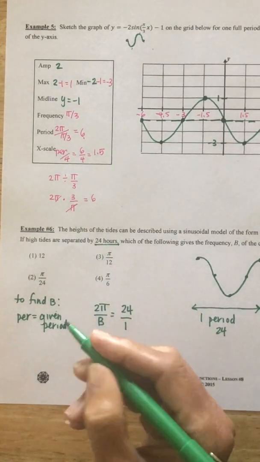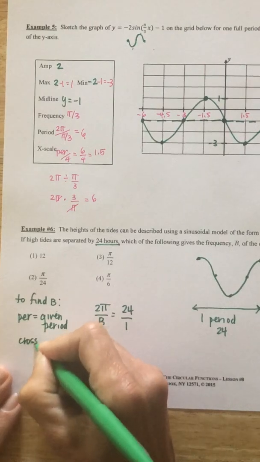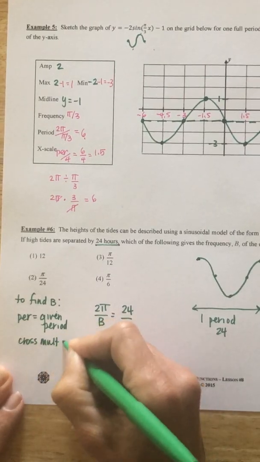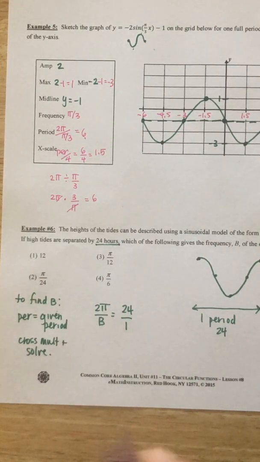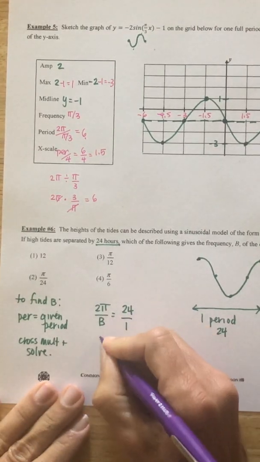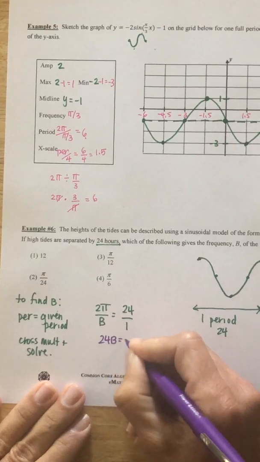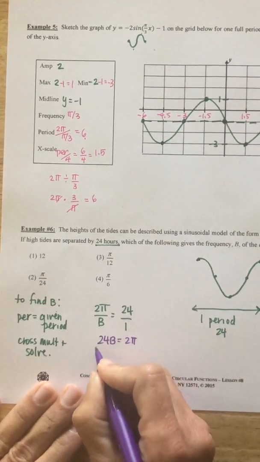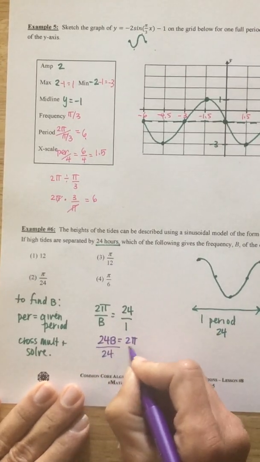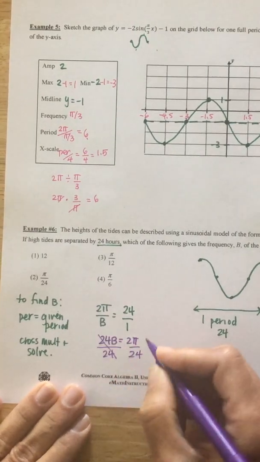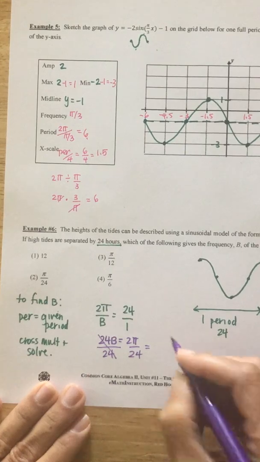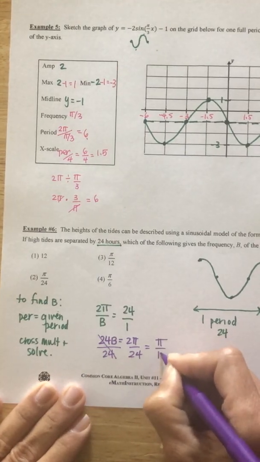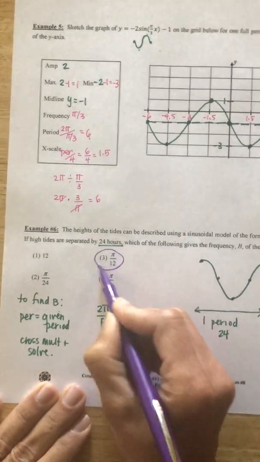The next thing you're going to do is you're going to cross multiply, which we all love to do, and solve. Okay, so let's see, 24 times B equals 2 pi. We want to solve for B, so we divide by 24. And we get this, B is 2 pi over 24. We're going to reduce that into pi over 12, which is right here.